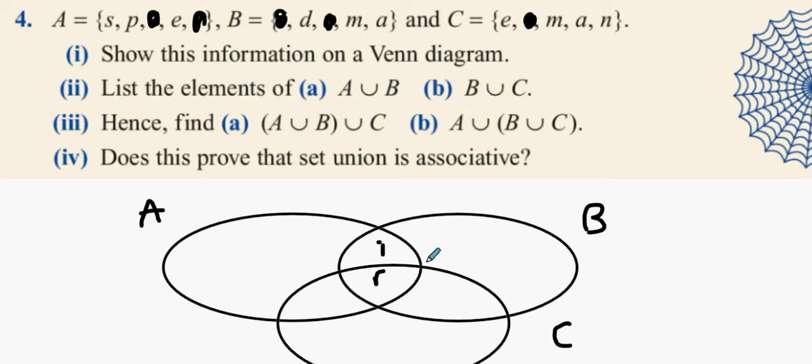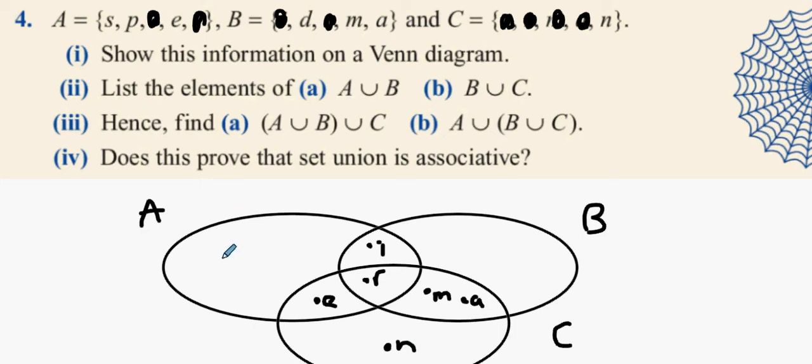Anything in B and C? M and A. Do you see the way I'm putting the dots beside them? That means they're individual. They're not the total amount of people there, they're just individual lists. Okay? M and A. Anything between A and C? E. So what's left over then? N.